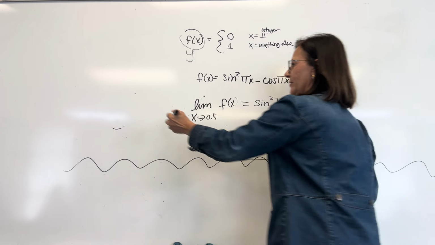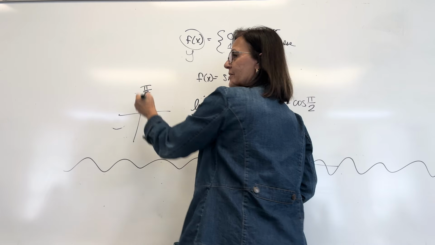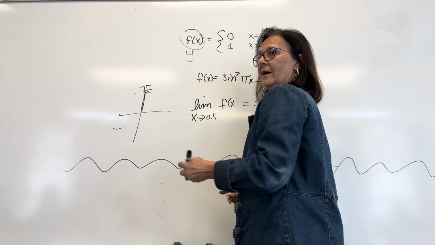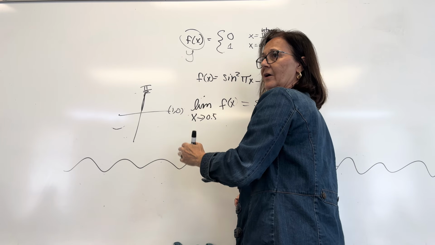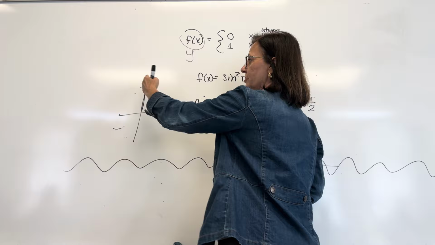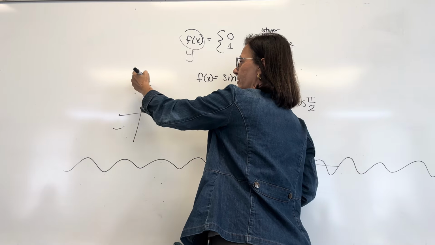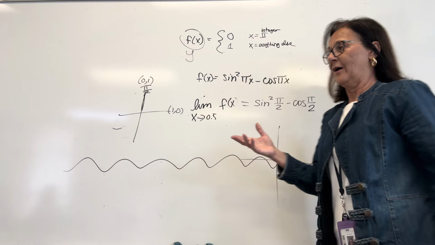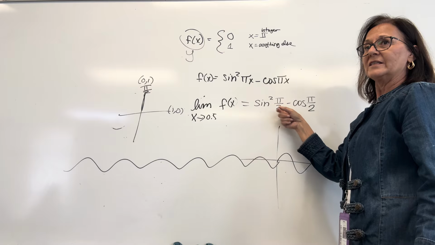Remember, this is pi over 2. Cosine starts at 1, sine starts at 0. Cosine counts down to 0, sine counts up to 1. First quadrant. So what's pi over 2?